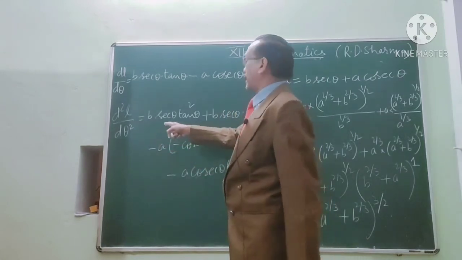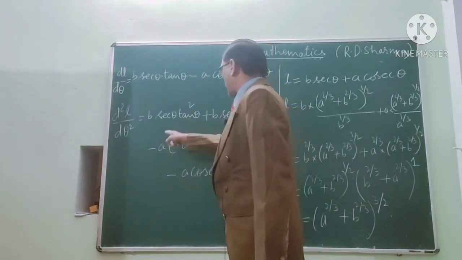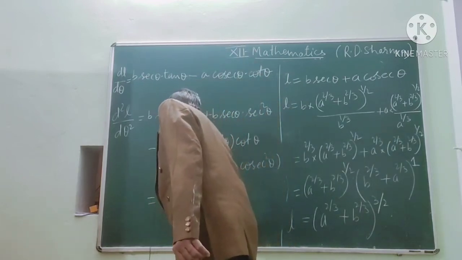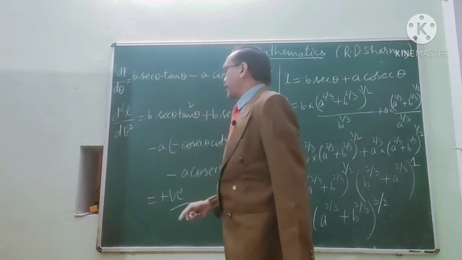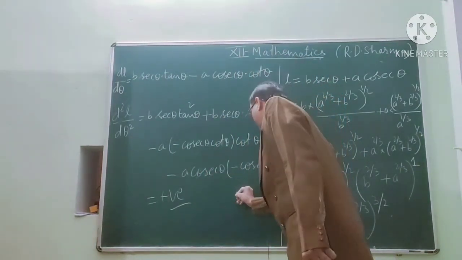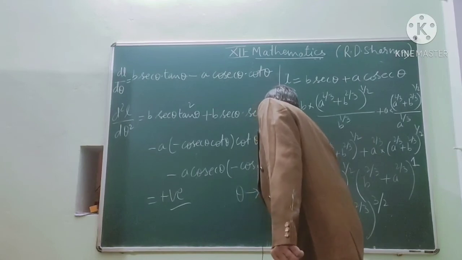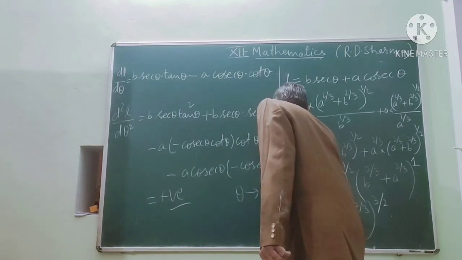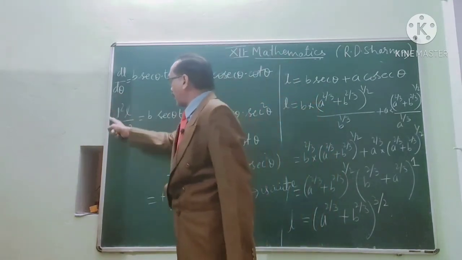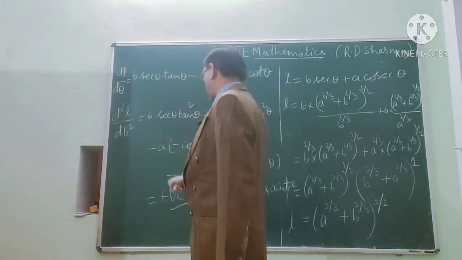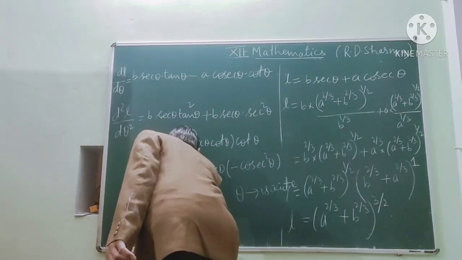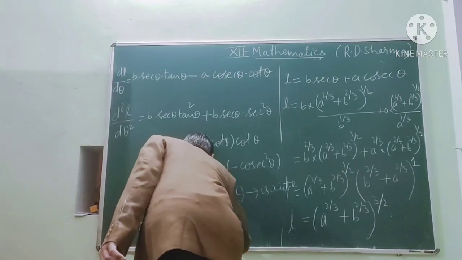Students, you can see that here all terms are positive. This minus minus is plus, so the whole term is positive, and the values of all trigonometric ratios are positive because theta is an acute angle. So all trigonometrical terms are positive, and finally the result of d2L/dtheta square is positive. This implies that L is minimum, the length is minimum.